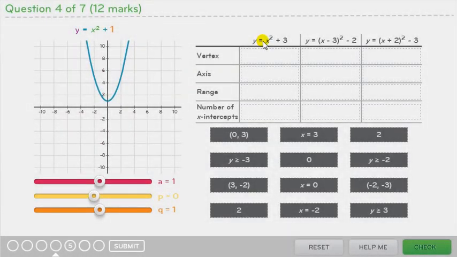In this question, you're being asked to evaluate each one of these quadratic functions to find their vertex, the axis of symmetry, the range, and the number of x-intercepts. So let's start with y equals x squared plus 3.